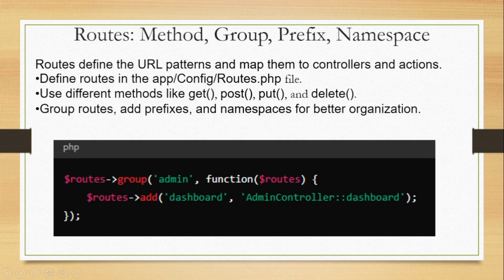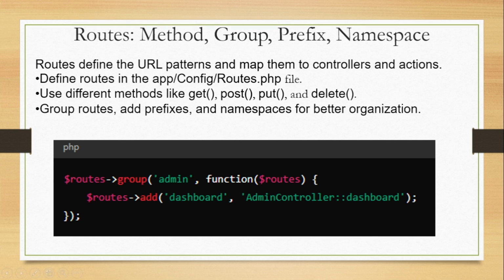Next is route, method, group, prefix, namespace. Routes are very important in CodeIgniter 4, because if a user hits any kind of URL in your application and that URL does not exist, then they get a 404 error. And how does CodeIgniter know that a URL is not available? It checks the routes.